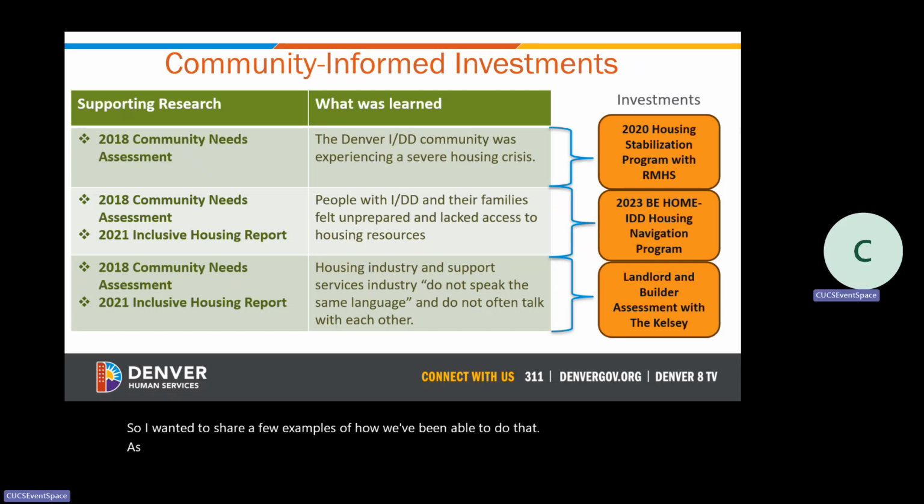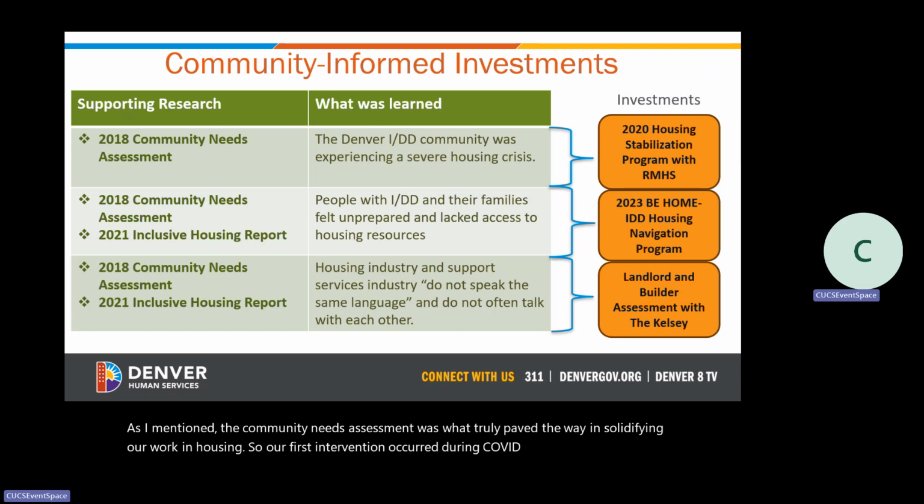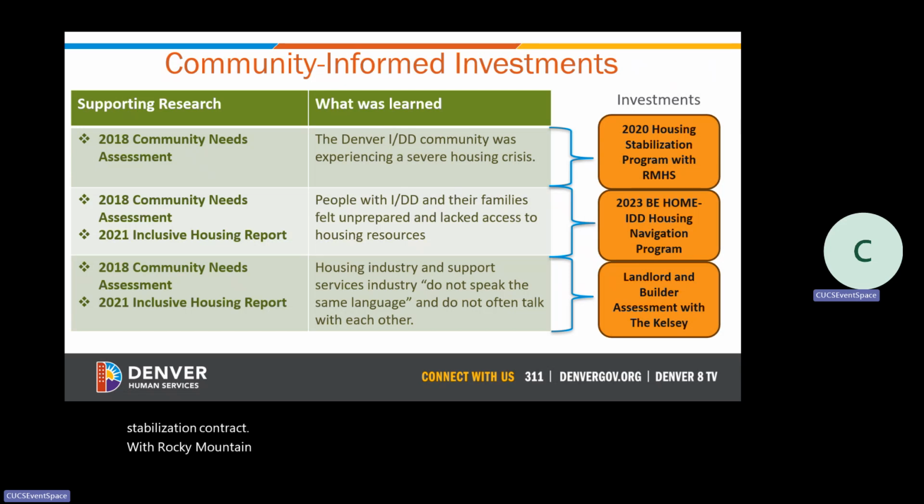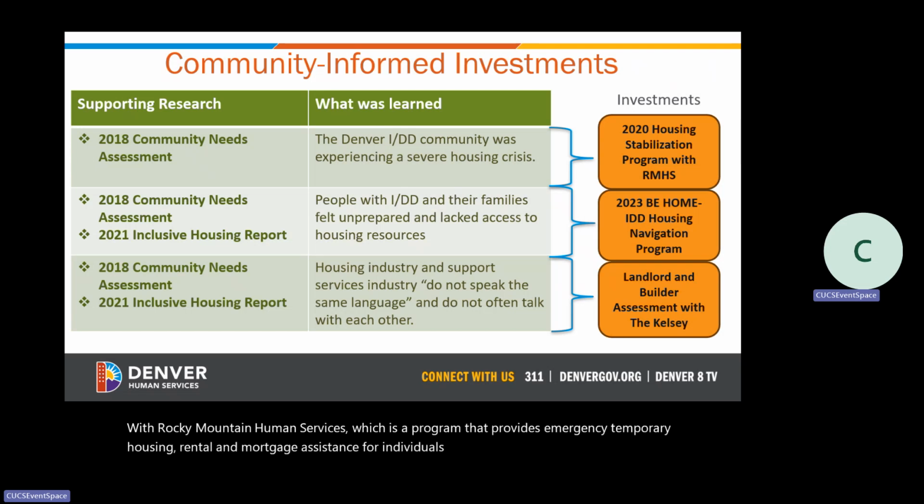As I mentioned, the community needs assessment was what truly paved the way in solidifying our work in housing. So our first intervention occurred during COVID-19 in response to the economic crises people were experiencing. Had the housing crisis not already been documented in our needs assessment, we would not have been able to use our dollars to help people as quickly as we did at the time. And so because of that, we felt comfortable executing a housing stabilization contract with Rocky Mountain Human Services, which is a program that provides emergency temporary housing, rental, and mortgage assistance for individuals with IDD and their families.